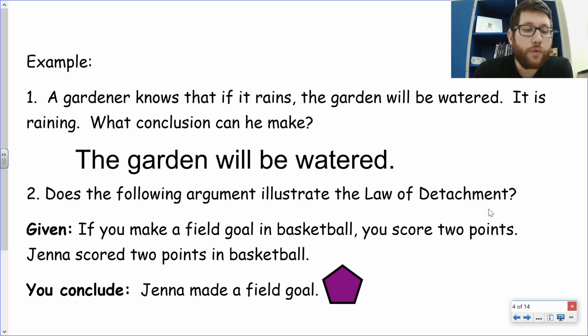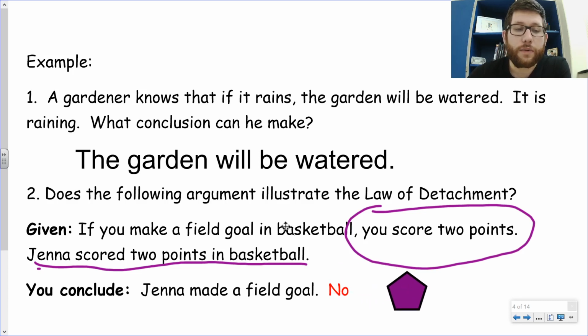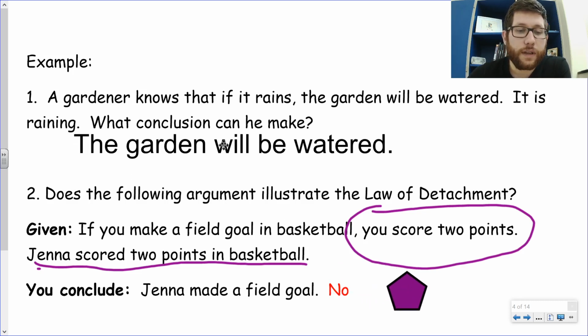Well, remember, we want to have the hypothesis. What is Jenna scores 2 points in basketball? That's the conclusion. Okay? That's not the hypothesis. It should say that Jenna scored a field goal, therefore she scored 2 points. This is not a good example of the law of detachment. The reason being, we need the hypothesis, not the conclusion for my specific example.